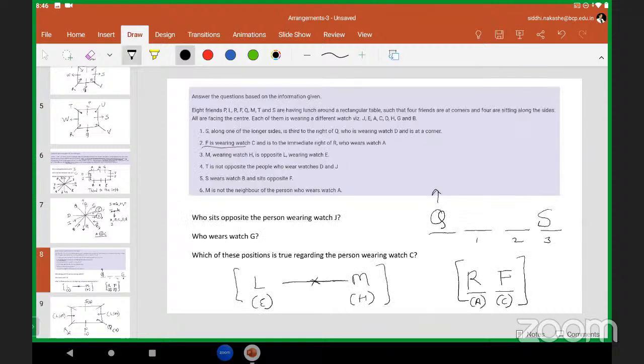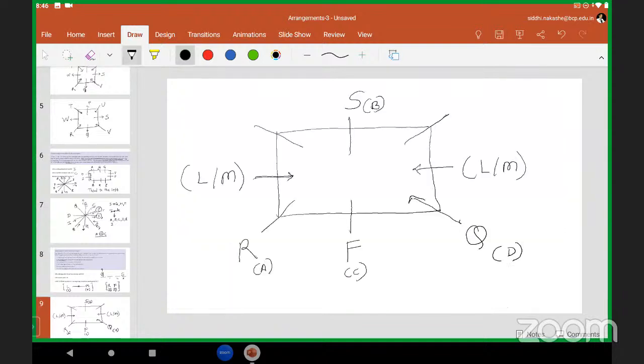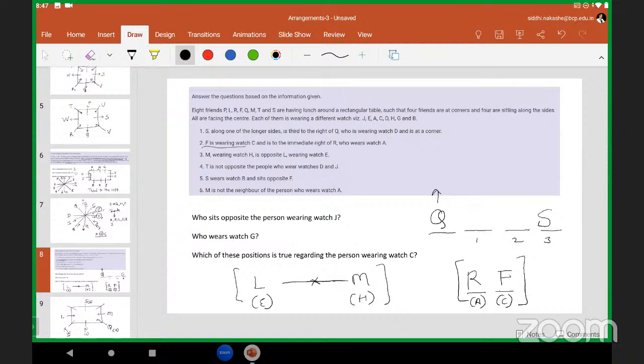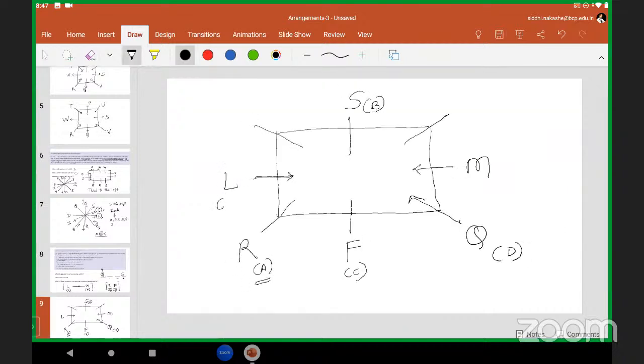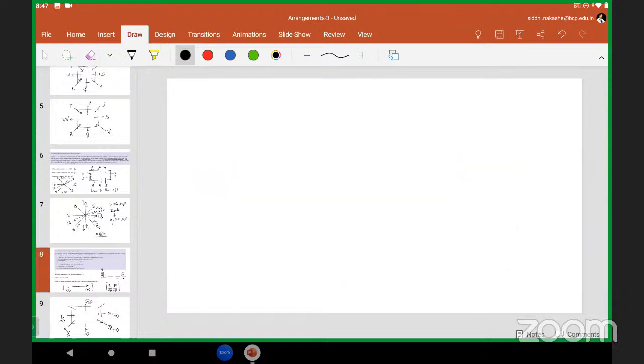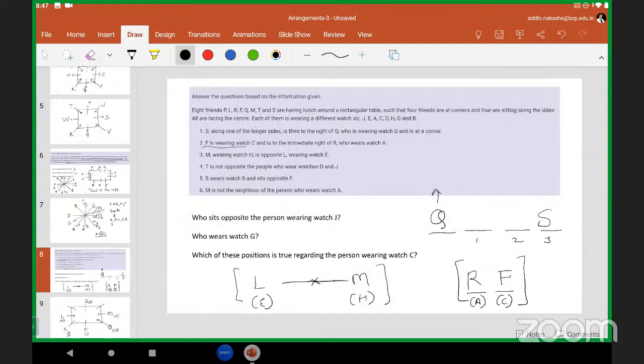Now M is not the neighbor of the person who wears a watch A. Who is wearing a watch A? R is wearing a watch A. So M cannot be over here. So it has to be only L over here and M to the other side. So we got L over here, M over here. So what are the watches they are wearing? That is E, and M is wearing H watch. So only two spaces are remaining, which is P and the other one.